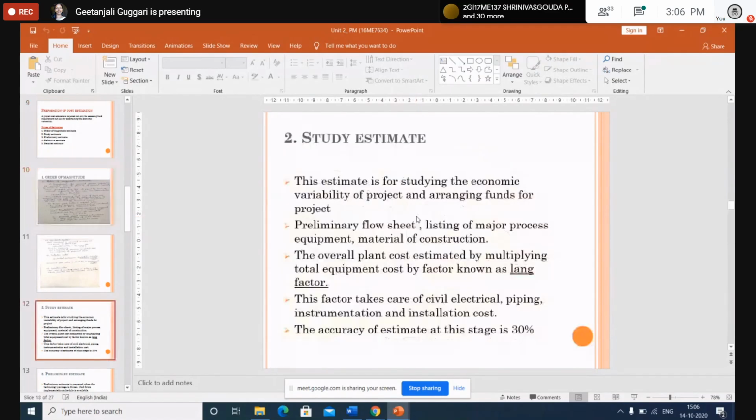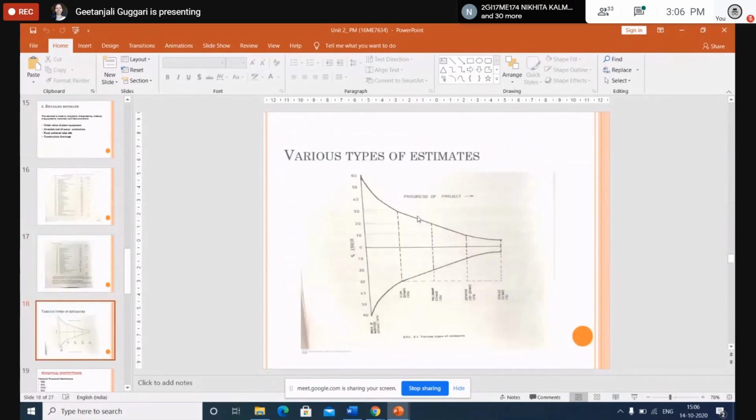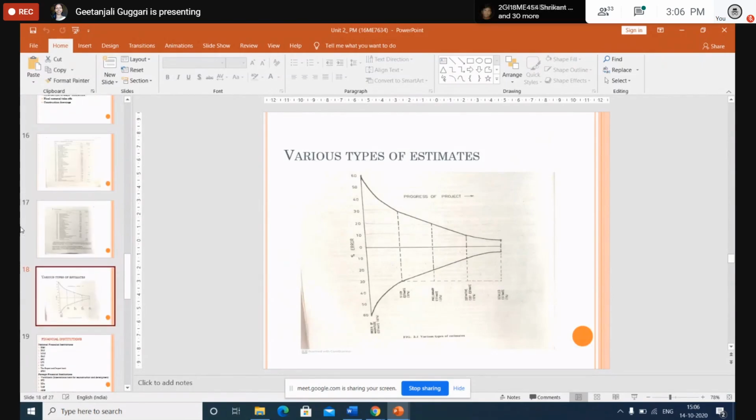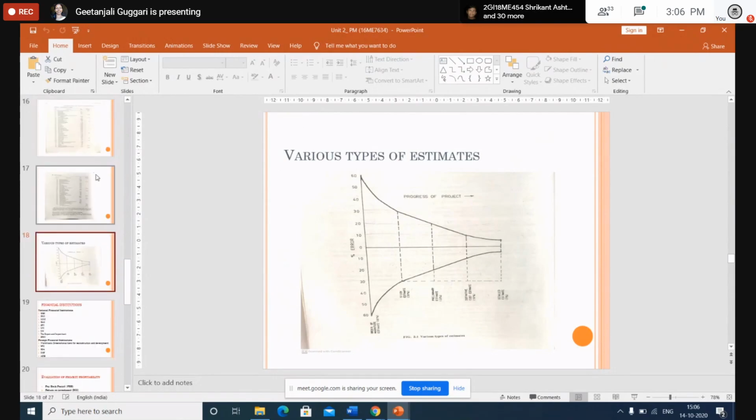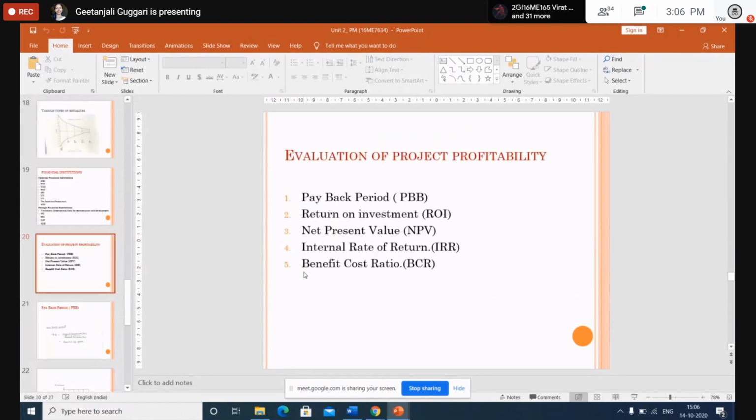Now I'll go to the project profitability estimation. With the help of a flow diagram, you need to highlight the percentage of error in the different estimates, show the sketch and explain. What are the financial institutions which are helping, which are lending for successful completion of the project? I have listed them out, you can refer to the textbook also.